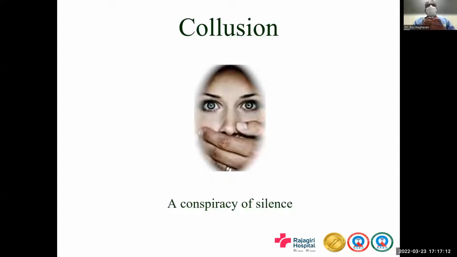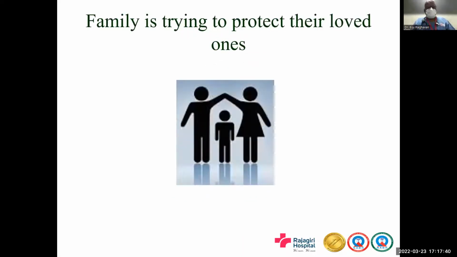Coming to this part of collusion, we often have this experience of the family members coming and telling us, Doctor, please don't tell the patient. Basically, the family is trying to enter into a conspiracy of silence. They say, you communicate with us, you tell the truth to us, but don't tell it to the patient. Now, they don't mean harm, they mean well, because they are trying to protect their loved one from the harm they perceive the truth will bring on to the patient.